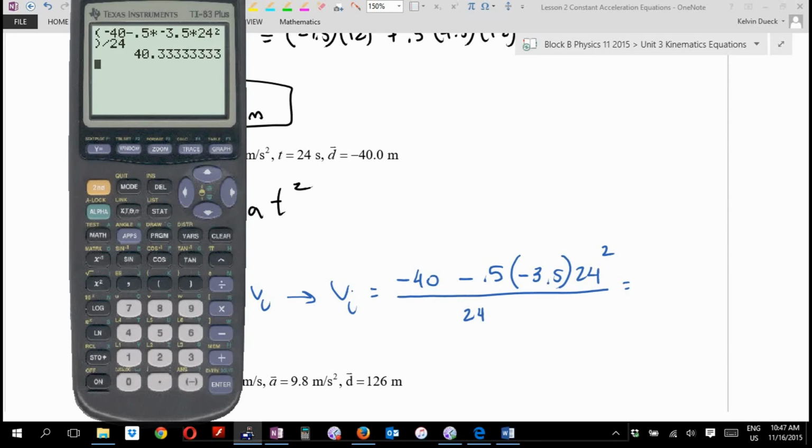You get 40.3333333. No? Yes? Okay, most of you are nodding. Again, if you're not, I will help you with your calculator.